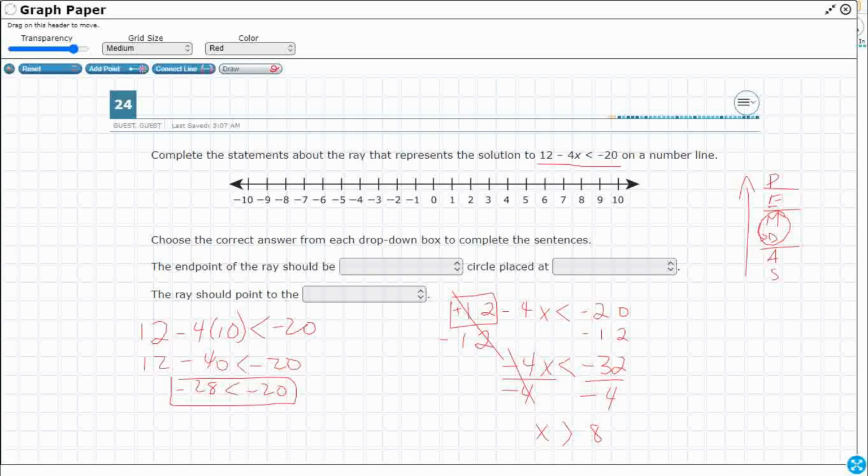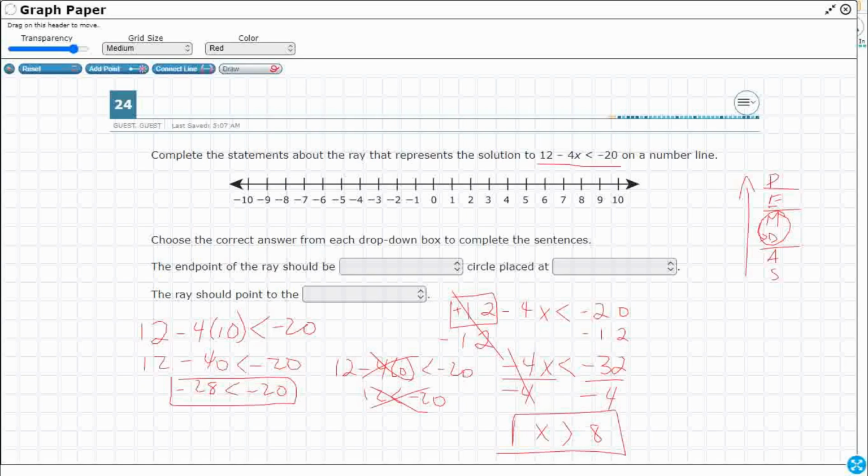What happens if I do something that's less than 8? Let's do 0. So 12 minus 4 times 0. 0 is always easy if you can use it just because it cancels stuff out. Negative 20. So that's gone. So it's just 12 is less than negative 20. Yeah, that doesn't work. All right, so this does look like a good solution, step 1.